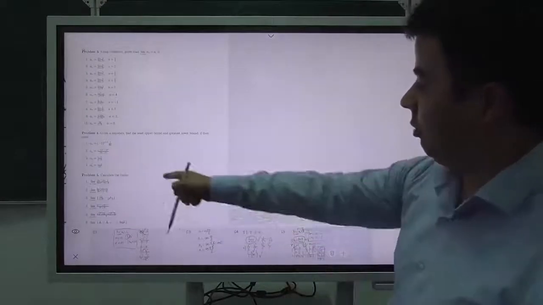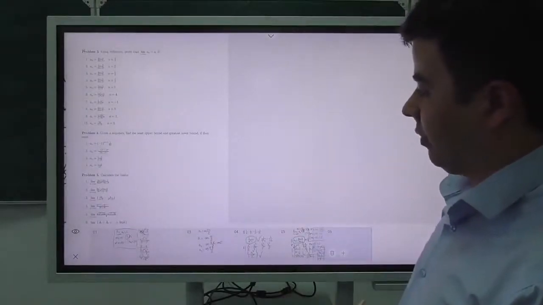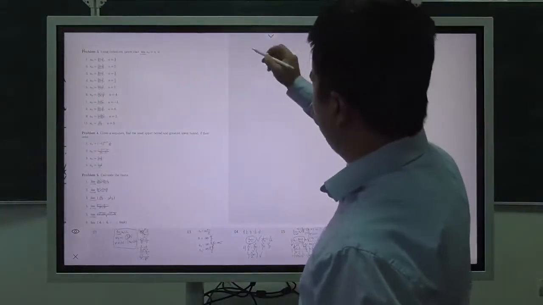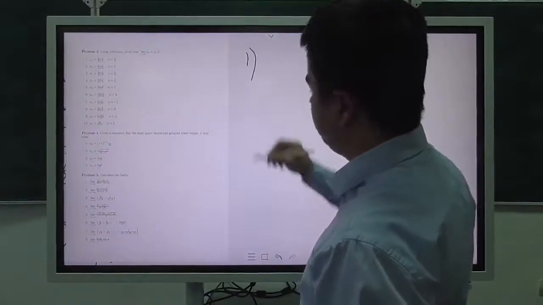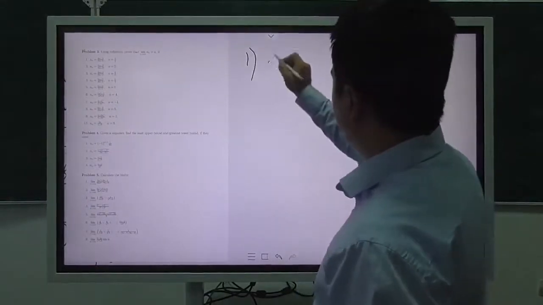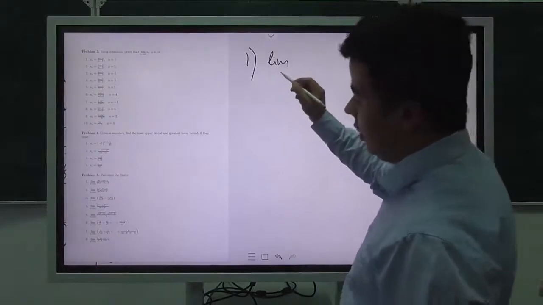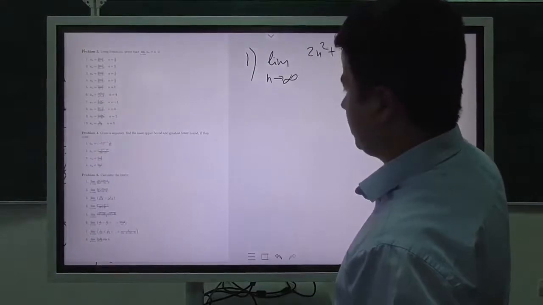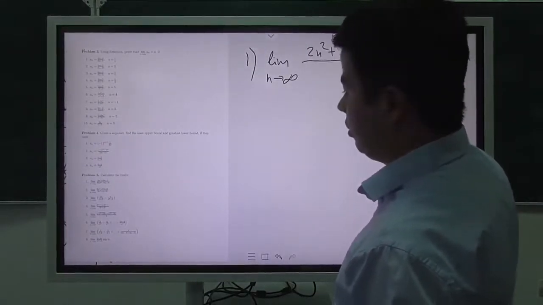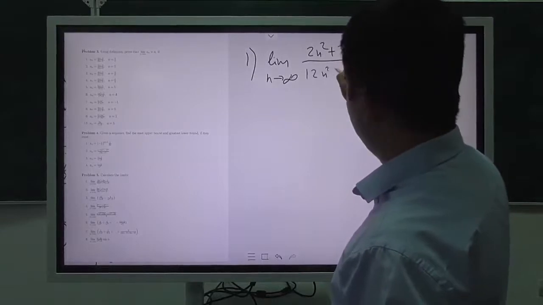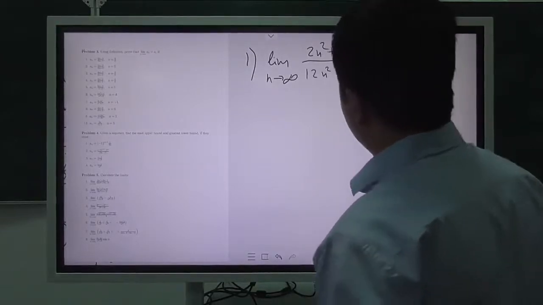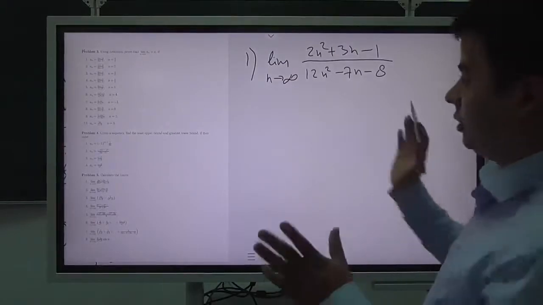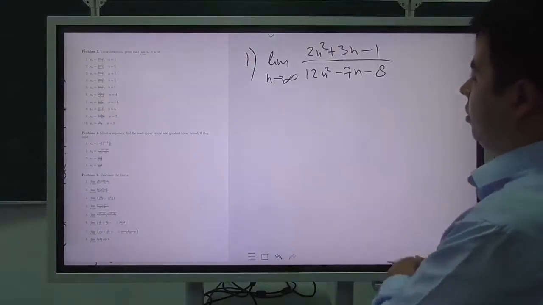So problem number 5, calculate the limits now. Now let's calculate how to calculate the limits. So first one, limit n tends to infinity, 2n squared plus 3n minus 1 over 12n squared minus 7n minus 8. So here we need to find the limit without using a definition. So how to find it?